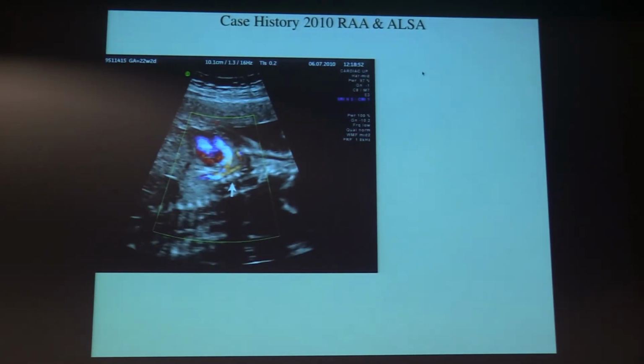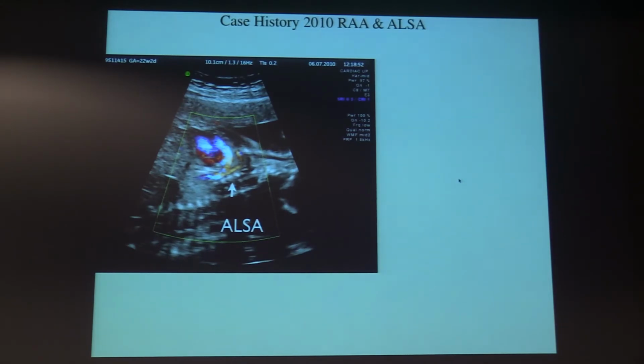Just to show you the natural history, during the collection of the cases, this is a case from 2010. You can see here the aberrant left subclavian artery. Usually you call the patient and ask how is the baby, because you want to know the follow-up. So I called the patient, how is the baby? She said to me, she's 7 years old. She told me, no, the baby is okay, fine, no problem.